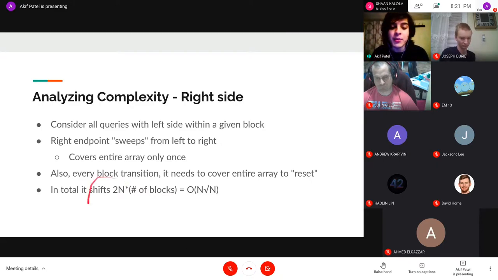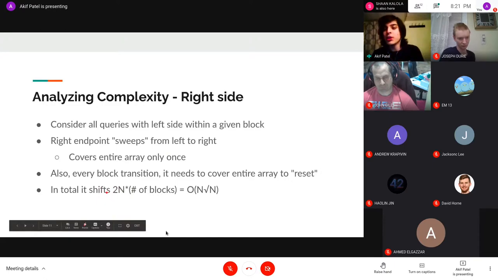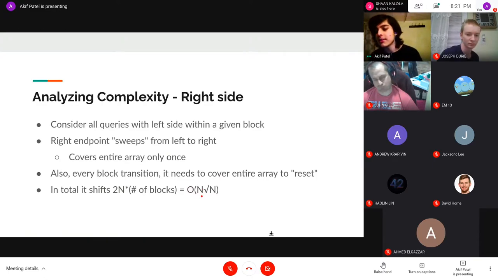So for every block, it does two runs of the entire array, one for the actual sweep and one for the reset, right? And so that's 2n operations, 2n adds initially and then contracts for the reset, right? And then times the number of blocks, and there's how many blocks? Only root n blocks, right? So overall, this is O(n root n). So the right side only does O(n root n) adds or contracts. Okay? Any questions on this?